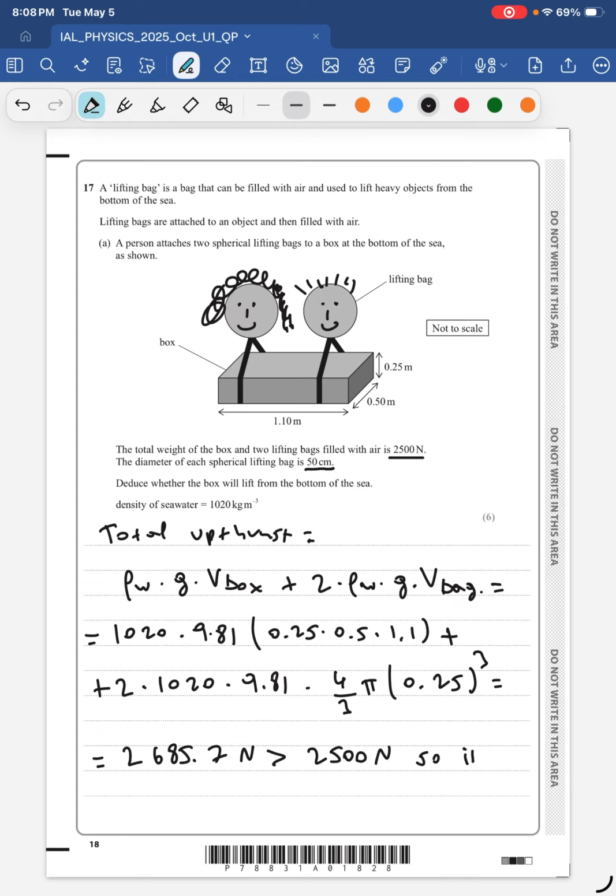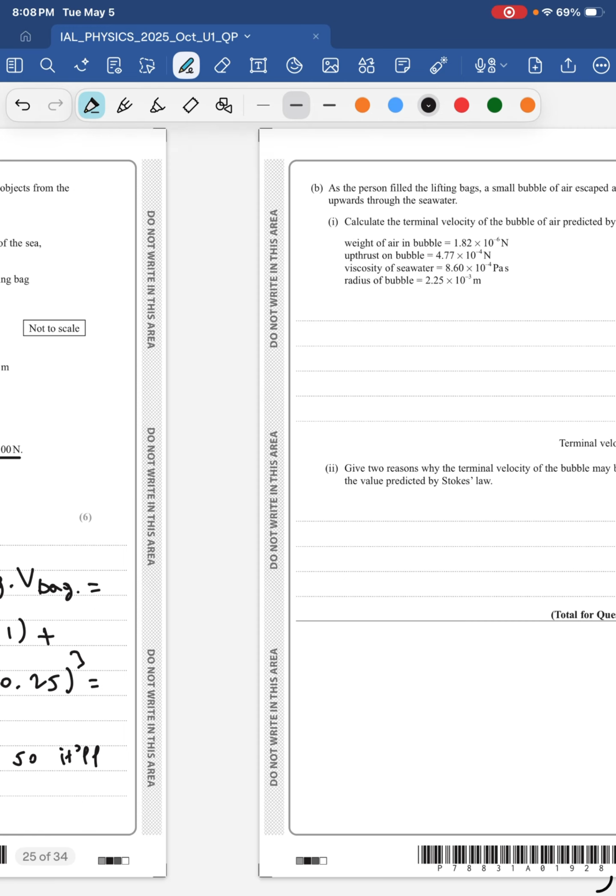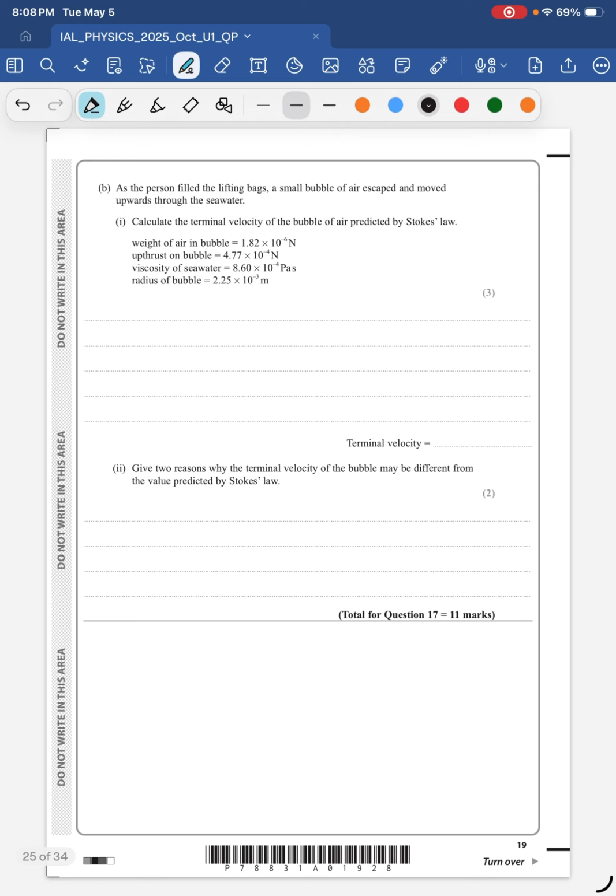So it will work. So the smiley faces were the proper faces to draw, because if the upthrust wasn't enough, I would have to maybe make them sad faces. So let's move on. Part B.